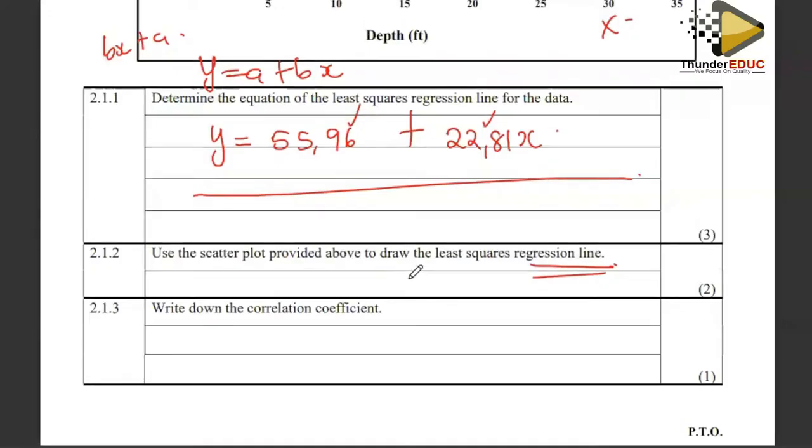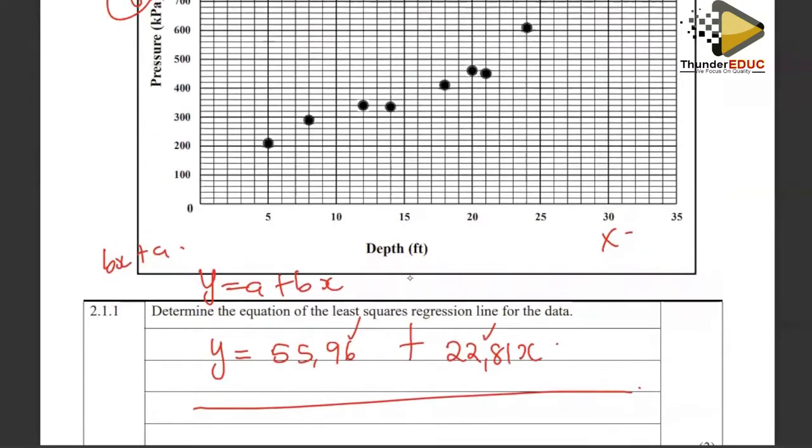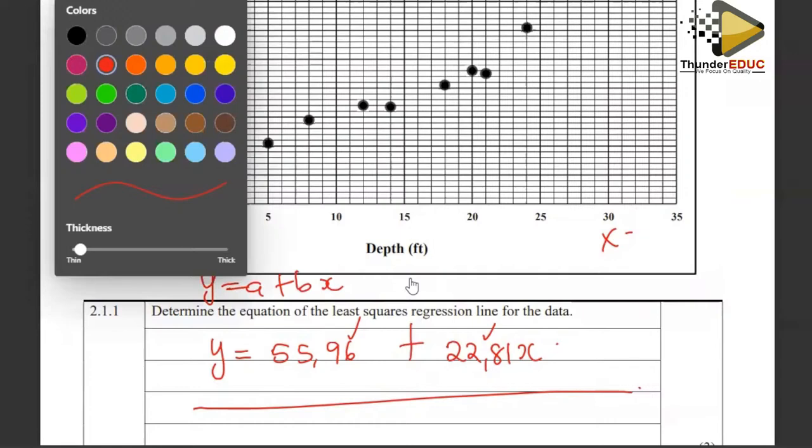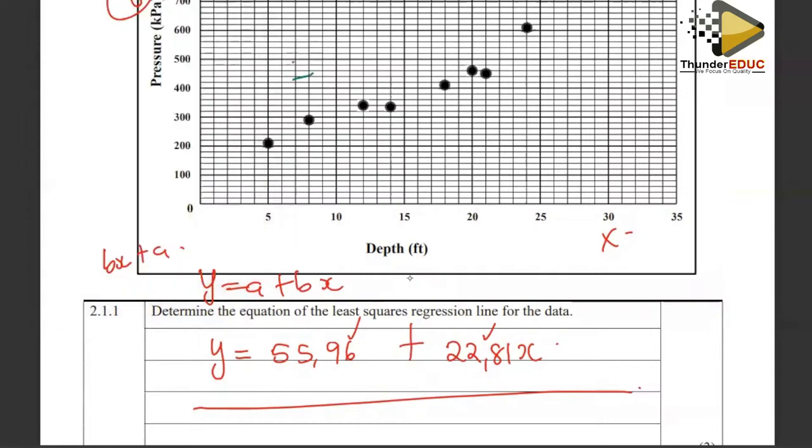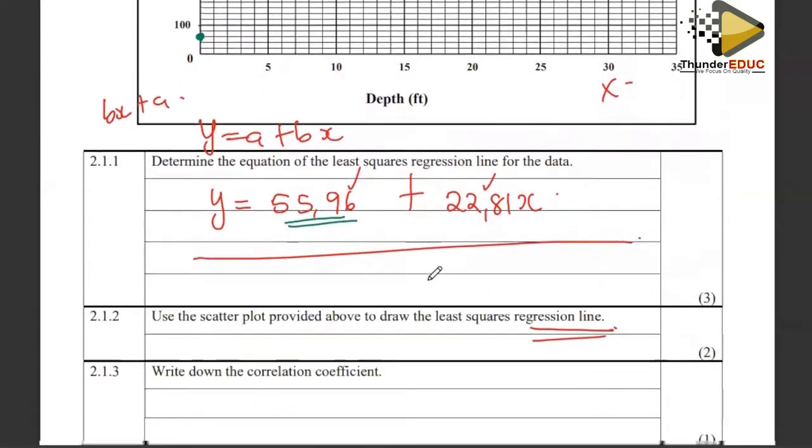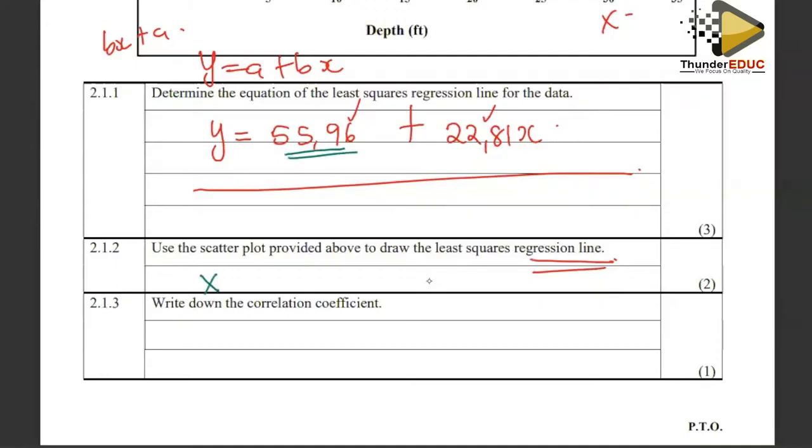Okay, so for us to draw the least square regression line, remember sometimes we call it the line of best fit. So we have 55,96. So this 55,96 is like the y-intercept. So if this is 100, then 50 is going to be somewhere here, and then 55 maybe slightly somewhere there. Then we need one other point, and the point that we need is the mean of the x values and then the mean of the y values.